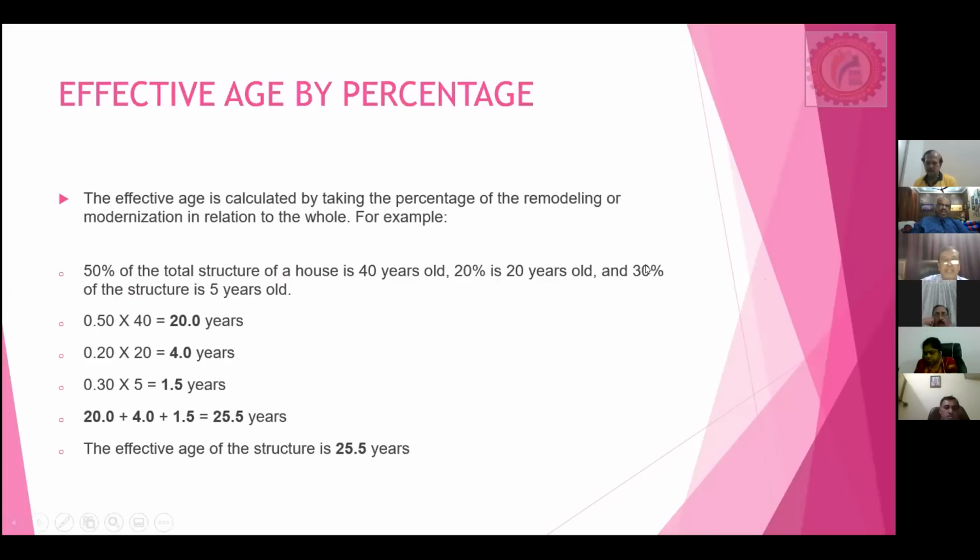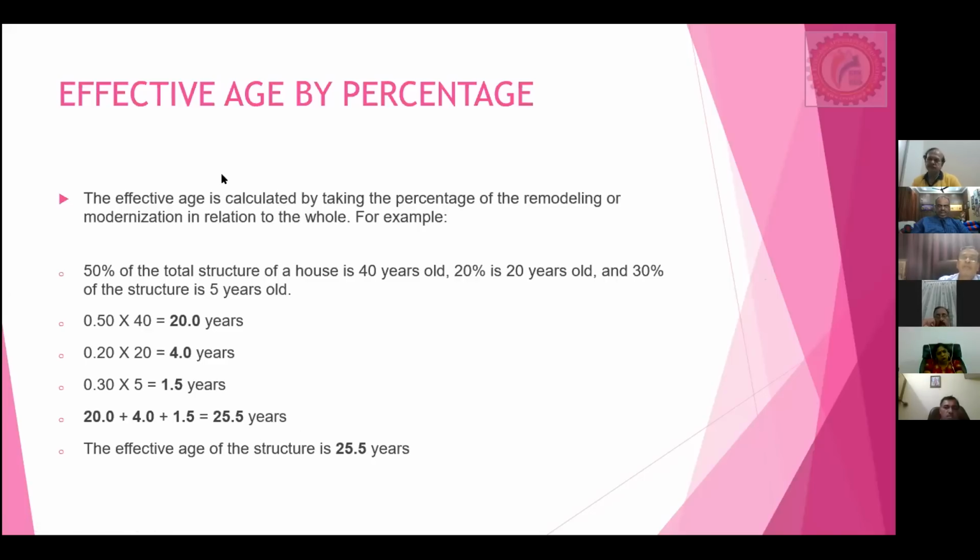Now 30% of the structure is 5 years old. 30%, 0.3 into 5. So that is 1.5 years. Now to get the effective age of the entire structure, what is to be done? You add all these things. That is 20, 4, 1.5, so 25.5.